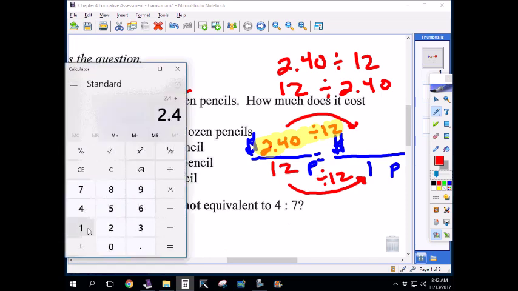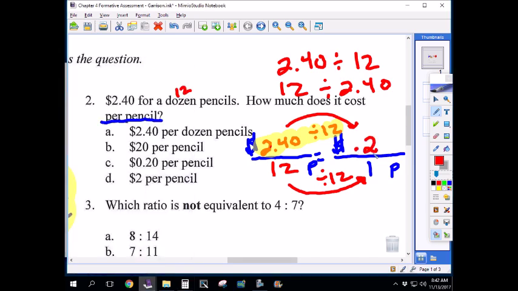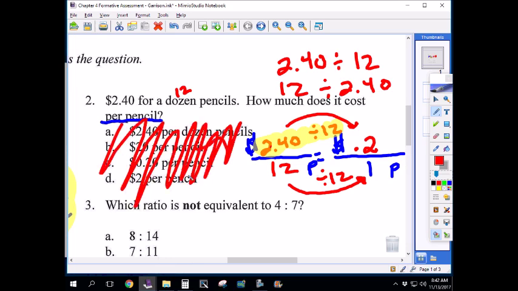$2.40 divided by 12 is going to give us 0.2. Now, if this were a short answer question, if there were no answer choices, and you left your answer as 0.2, I will count it half off tomorrow. Okay? Money goes to 2 places whenever we're talking about money. 2 places to the right of the decimal. So that means you're either rounding to here, or if your number stops there, you've got to add a 0 there. 0.2 is not an amount of money.